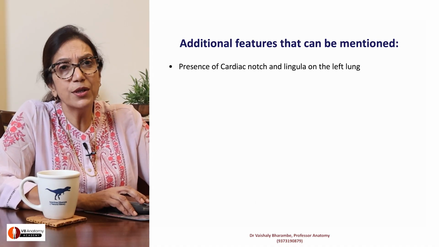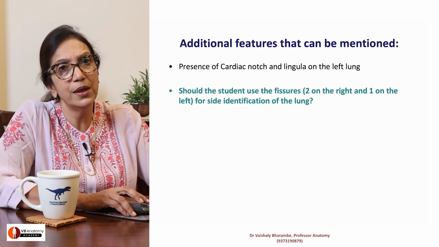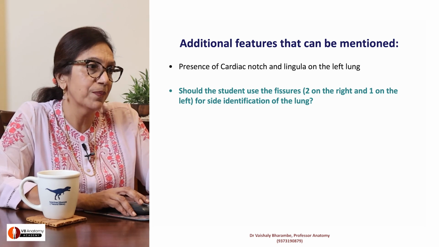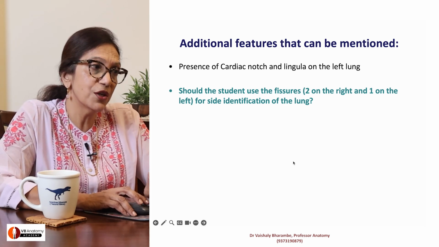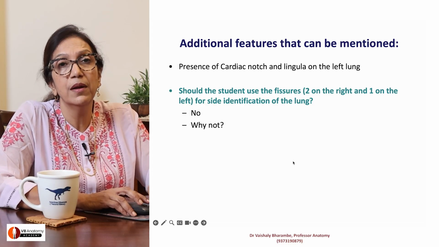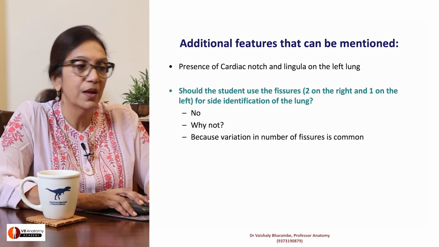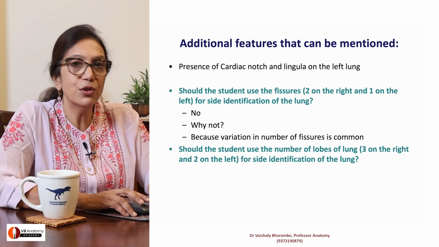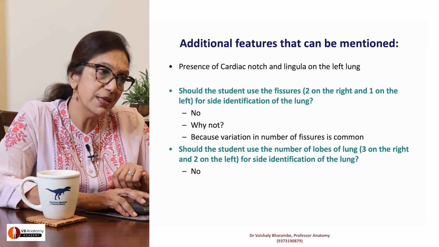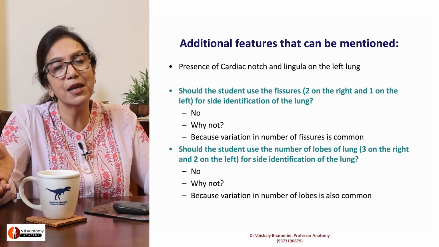Some additional features can be used like the cardiac notch and lingula on the left lung. Now some very important questions, listen carefully. Should the student use fissures for side identification? Answer, no. Why not? Because fissures are variable. Question number 2. Should the student use number of lobes to side identify the lung? Answer is no. Why not? Again, this is also such a variable thing.